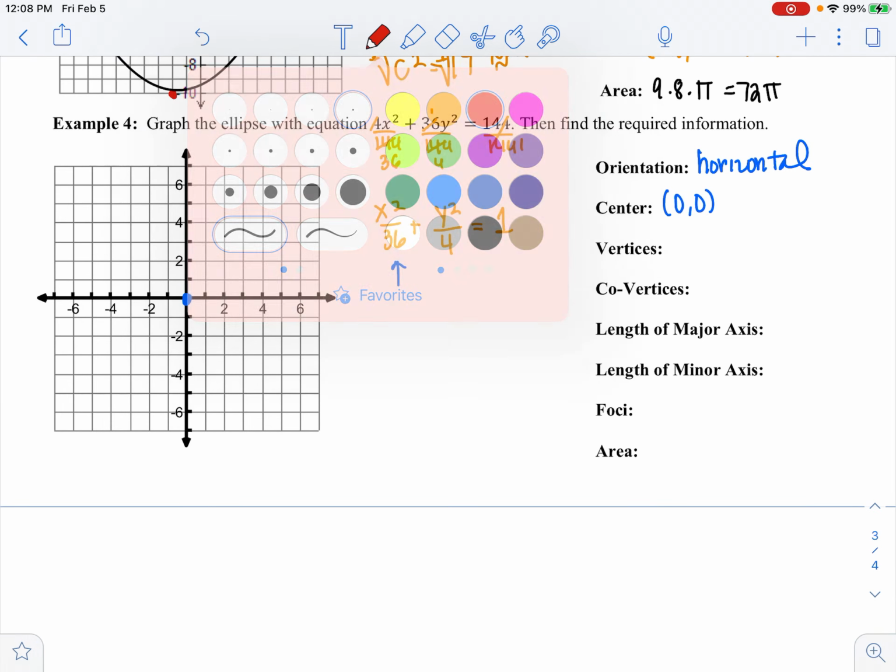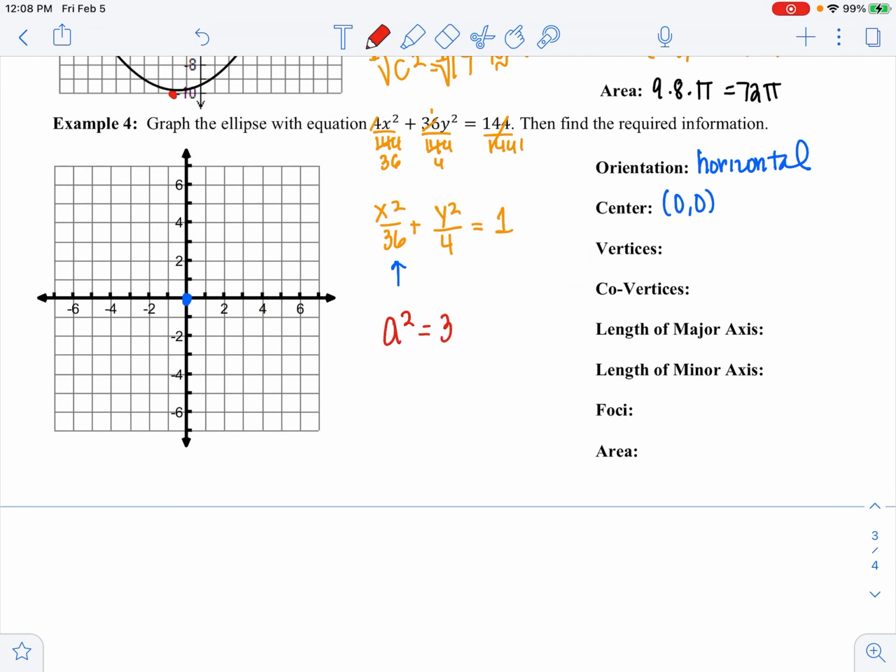All right, now I need to find my vertices. They're A units from my center, where A squared is 36. So A is plus or minus 6. So since this is horizontal, I'm going to go right 6 and left 6. So I have (6, 0) and (-6, 0), or you can write plus or minus 6, comma 0. My co-vertices are B units from my center, where B squared is 4, so B is plus or minus 2. So I'm going to go up 2 and down 2. So I have co-vertices at (0, 2) and (0, -2), or 0, comma, plus or minus 2.